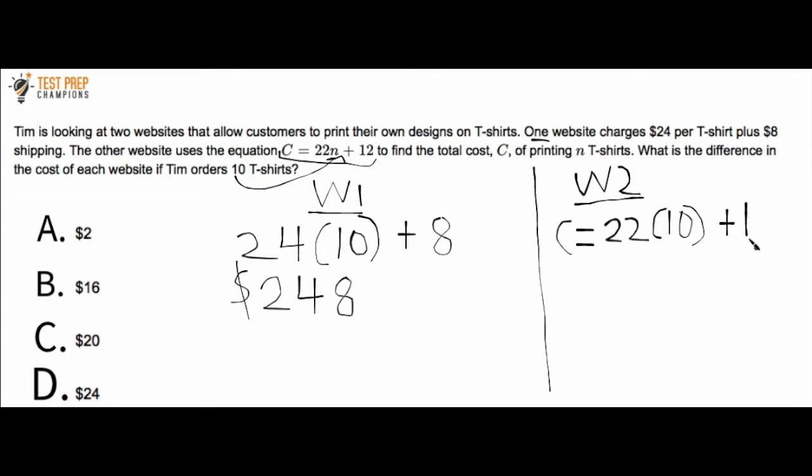So 22 times 10 is 222, or I'm sorry, 220, not 222, 220. And we're adding 12 to it. See, this is how I get in trouble when I don't use my calculator and I make minor math errors, but I'm going to do it anyway. This would become 32, so this should be 232. And so we've got the costs are 248 and 232.